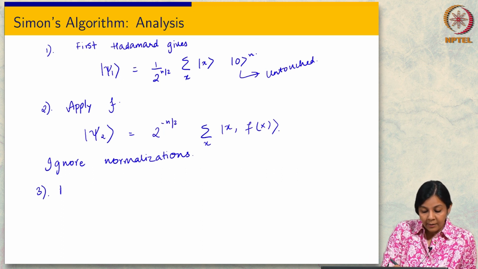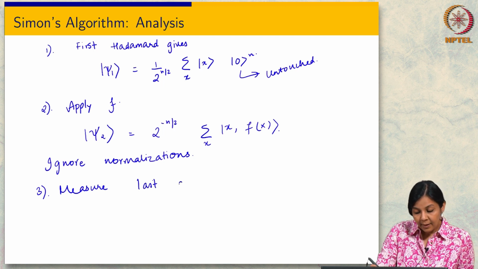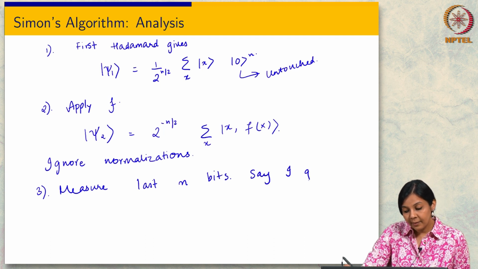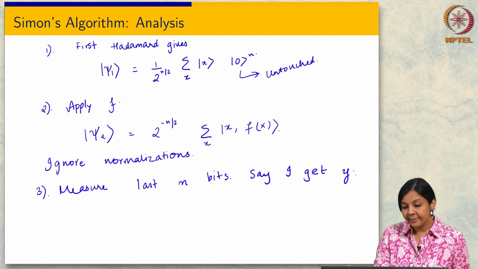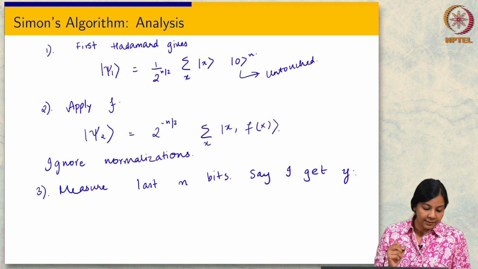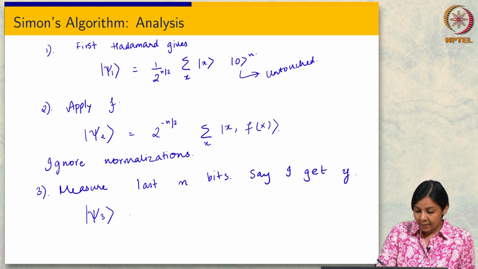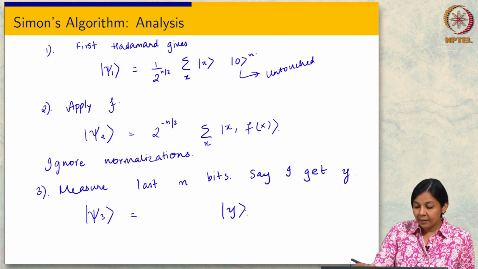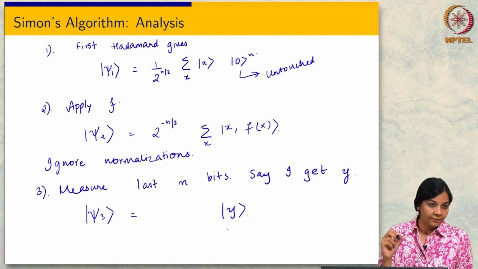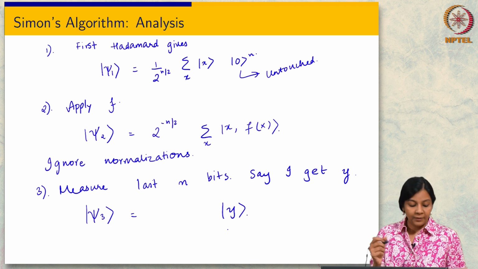Now the third step is the most interesting one. Measure the last n bits. Say that I get some value y. Now what happens is the interesting question. My psi 3 has collapsed the last n bits to some fixed value y. Now can you tell me what happens to the first n qubits?